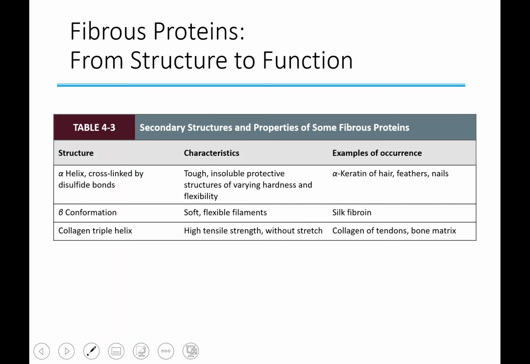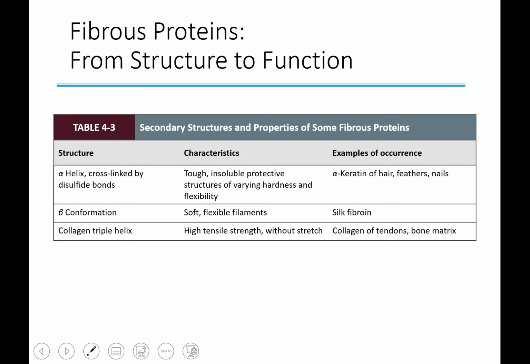All three of these are really considered pretty strong structures. So their three-dimensional structure and fourth-dimensional structure, if you think about the quaternary structure of these, it really leads to a very strong material in all cases. Some are more rigid, like the alpha keratin, and others like silk fibroin are softer and more flexible, but they're all very, very strong.